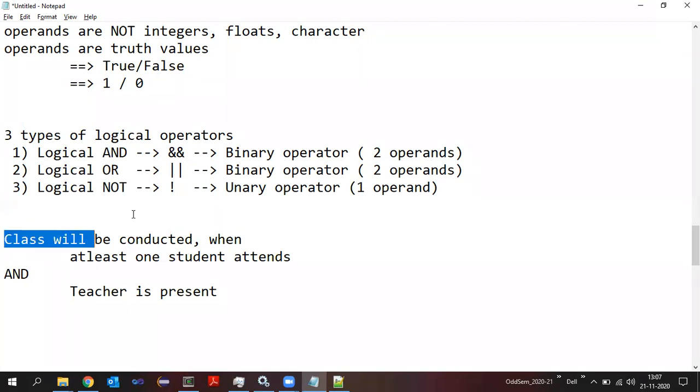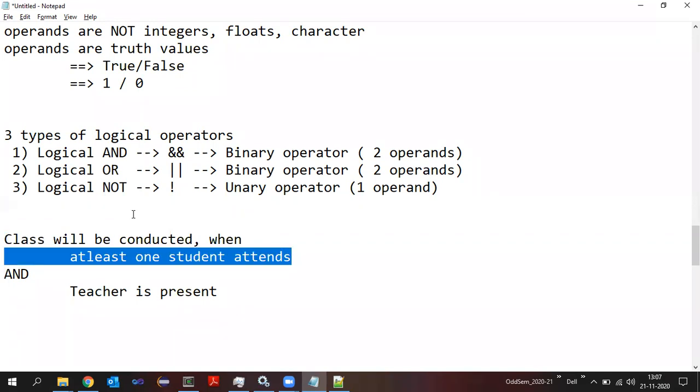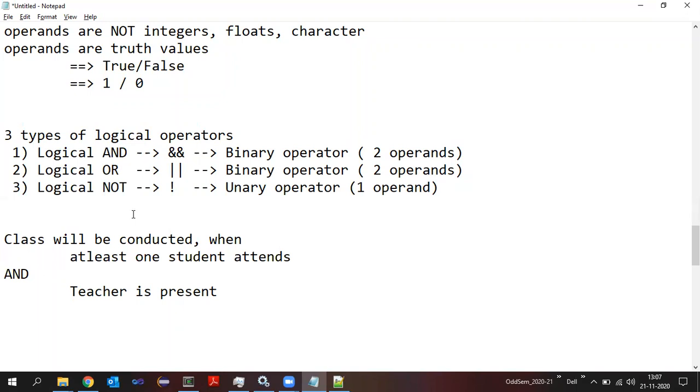Now, class will be conducted. When will the class be conducted? When at least one student attends the class and the teacher is present. Just see here, I'm using the word 'and'. So the class will be conducted when the first statement is true and the second one is also true. If both are true, then only the class will be conducted. Yes or no?